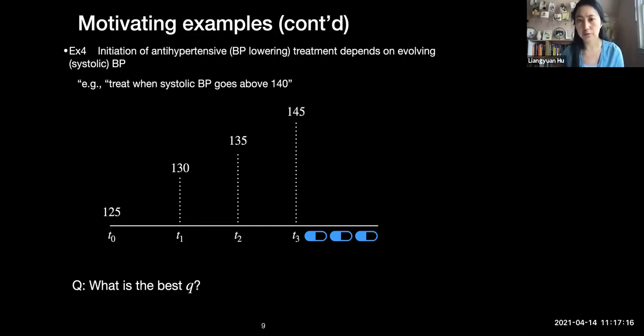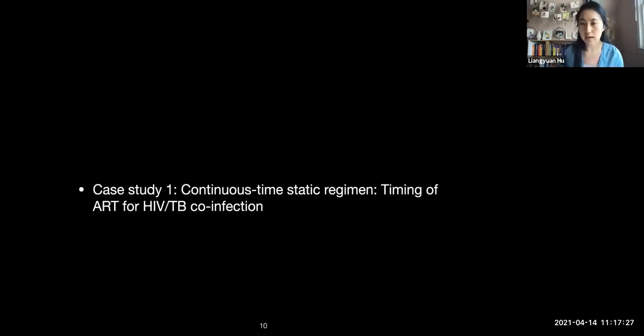So these are four motivating real-world research questions that motivated us to develop methods in order to solve these questions. For the next part of my talk, I'll be focusing on the development of statistical methods to address these questions. I'll be using the first example, the continuous time static regimen. And if time permits, I'll also talk a little bit about the methods for the dynamic treatment regimen.